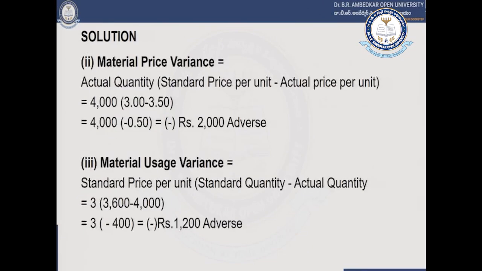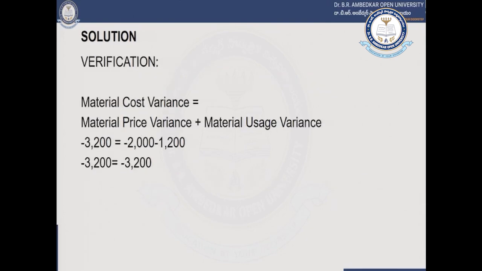So this is about material cost variances. In the coming sessions we will discuss material labor variances, then overhead variances, and sales and profit variances also.